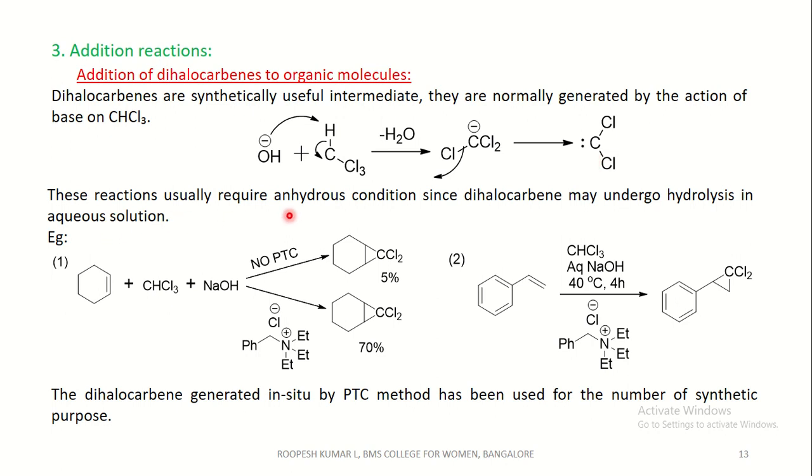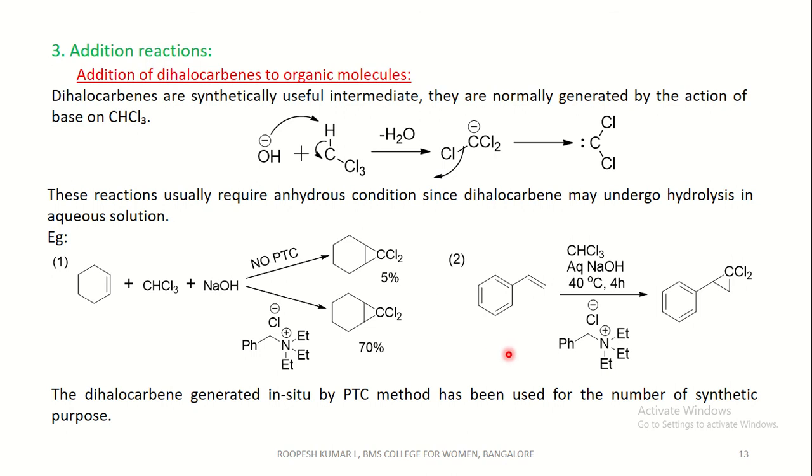These reactions usually require anhydrous conditions, since the dihalocarbene may undergo hydrolysis in aqueous solution. Coming to the examples, cyclohexene reacts with chloroform and NaOH to form the corresponding compound. Here, chloroform reacts with NaOH to form this carbene, and the carbene so generated reacts with this cyclohexene to form the corresponding compound in the presence of PTC. Without PTC, you just get 5% of this compound, whereas with PTC, that is benzyl triethyl ammonium chloride, you get a 70% yield.